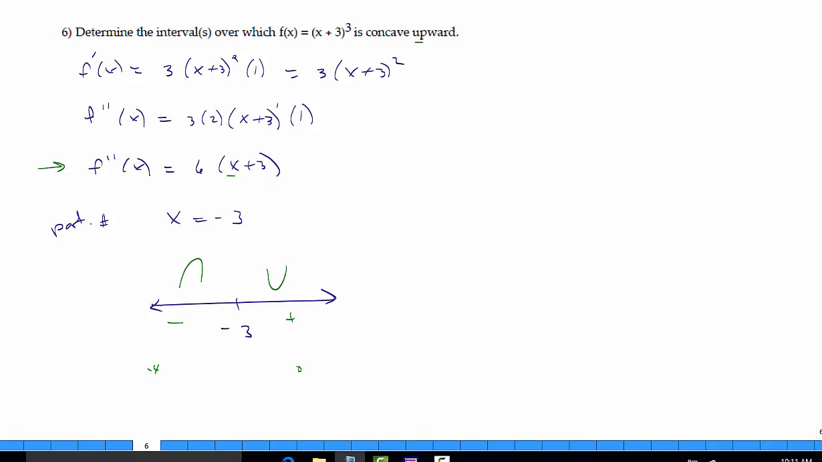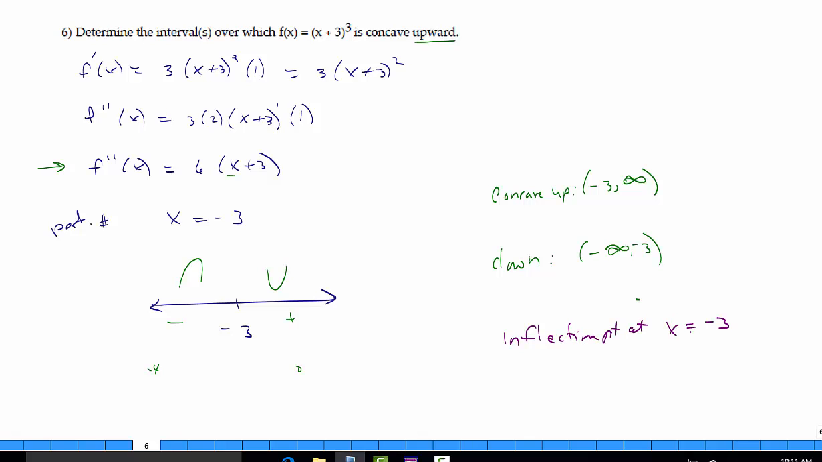And again, this one here is asking where is it concave up, so I'm going to say it's concave up on the interval from negative 3 to infinity. And like I said, on the test, I'm also going to ask you, where is it concave down? And so this one is going to be negative infinity to negative 3. And then let's just throw in that extra here. Do I have an inflection point? So again, to be an inflection point, the concavity has to change, and it has to be in the domain. So I do have an inflection point at x equals negative 3.